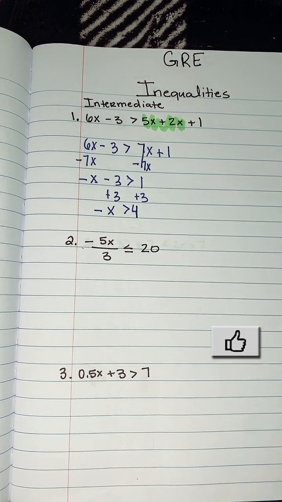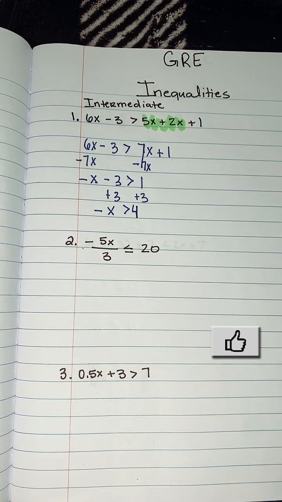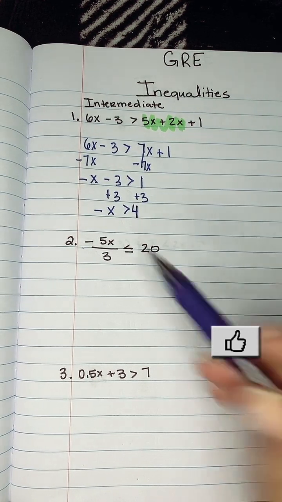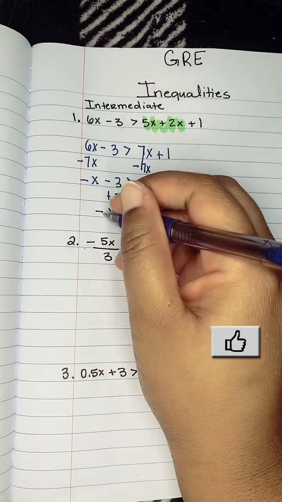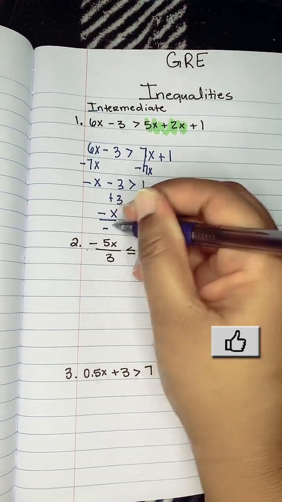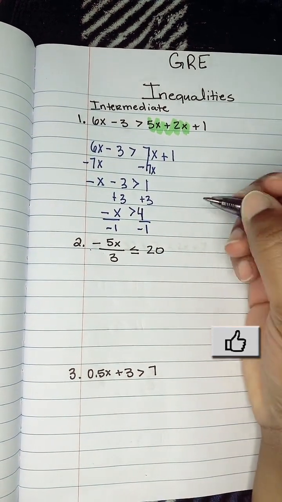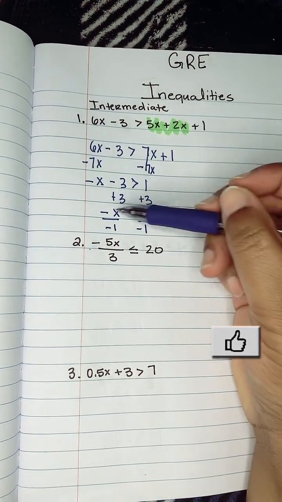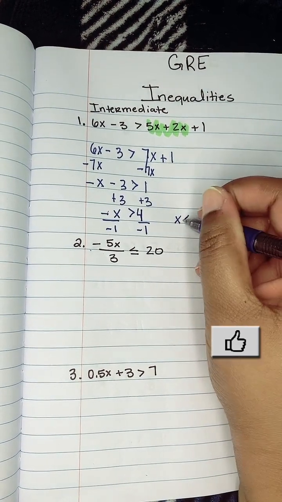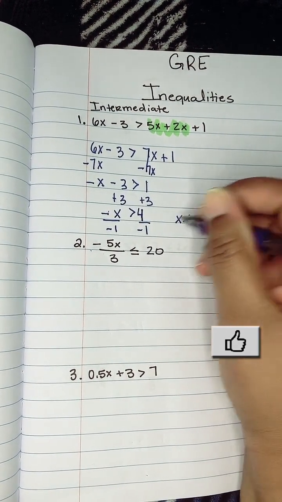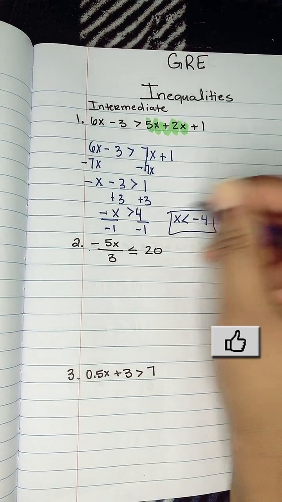Thank you, 1987. All right, so we want to get this x by itself. So we're going to divide by a negative 1 here. But you got to remember, whenever you divide by a negative, you flip that sign. So it's going to be x is less than negative 4.